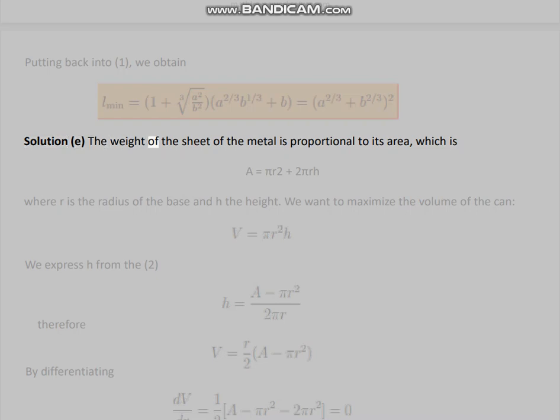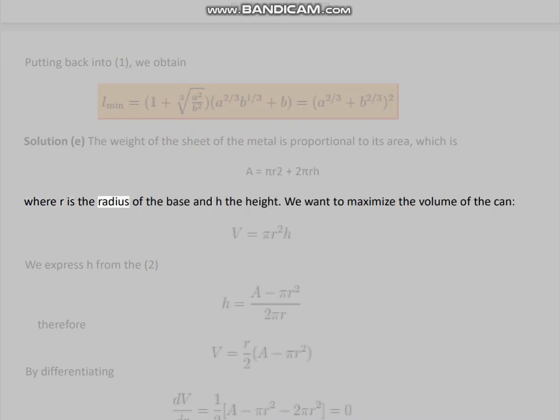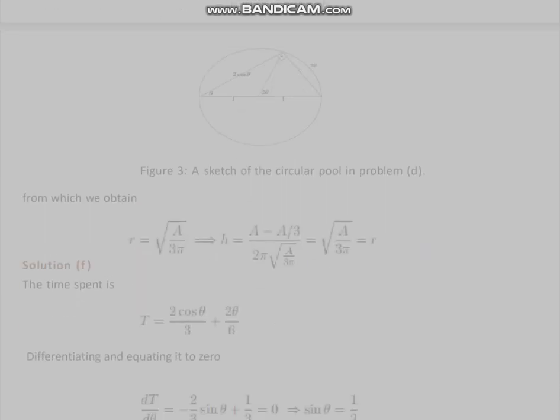Solution E. The weight of the sheet of metal is proportional to its area, which is A equals pi r squared plus 2 pi r h, where r is the radius of the base and h the height. We want to maximize the volume of the can. We express h from the 2, therefore by differentiating mathhomeworksolver.com.